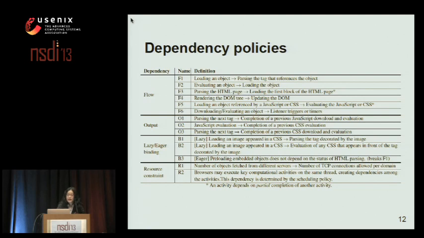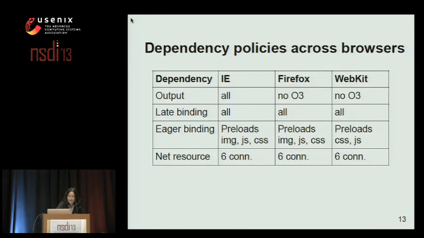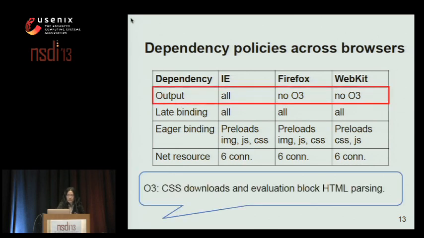Here we look at a list of dependency policies that we found. We found 6 flow dependencies, 3 output dependencies, 3 lazy and eager binding, and 2 resource constraints. We also find that there are differences across browsers. One notable example is that there is only one dependency that happens in IE, which is that CSS download and evaluation can also block HTML parsing, which suggests some inefficiencies here.